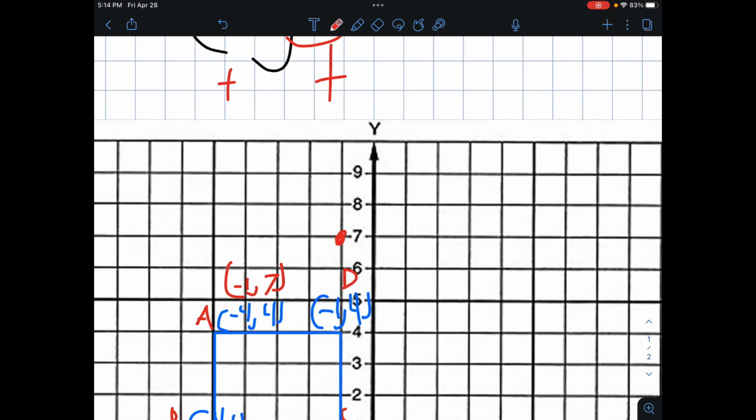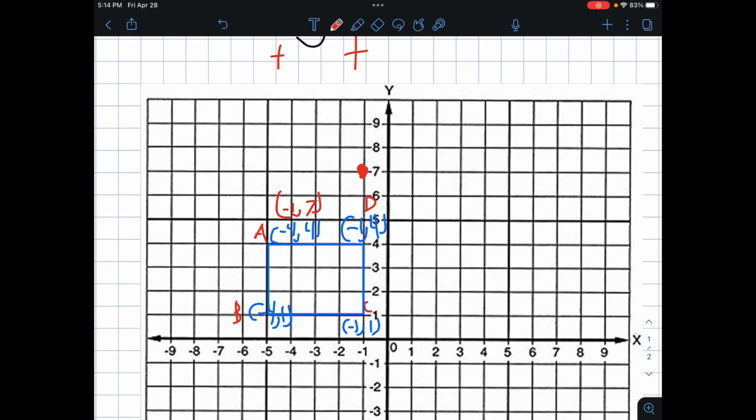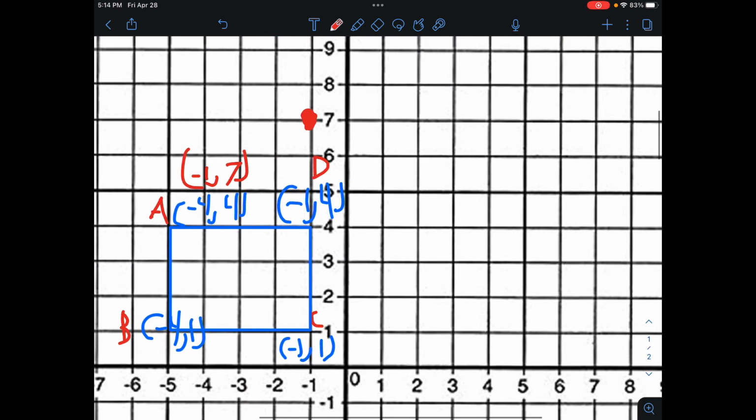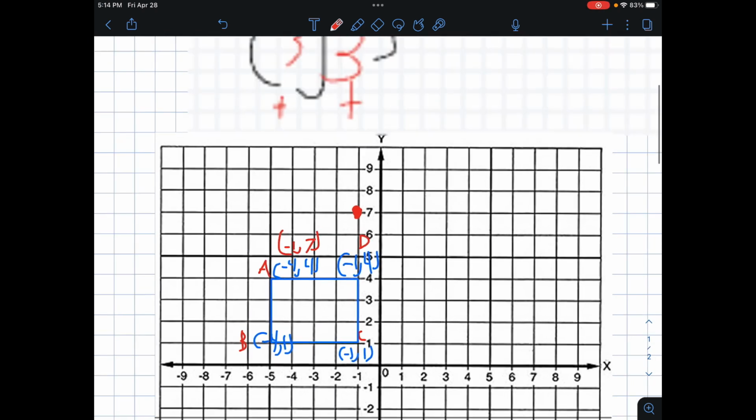It's going to be -1, 7 right here. And let's go ahead and do C, which is going to be 2, not 4. So let's see here, 2, 4.